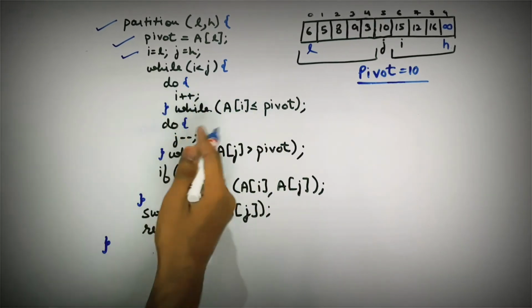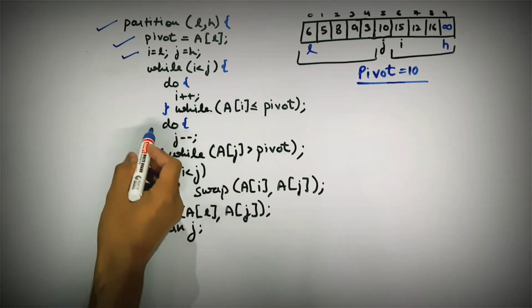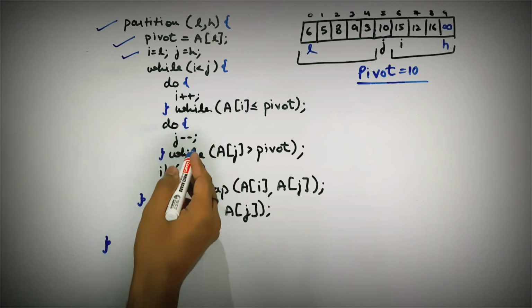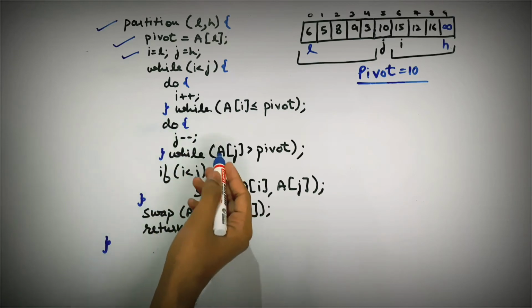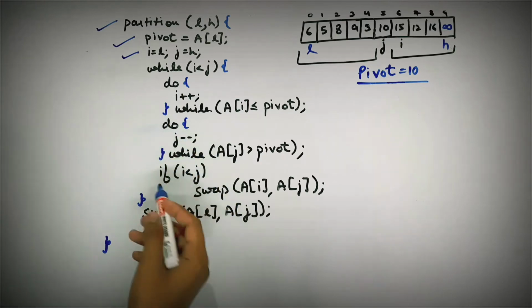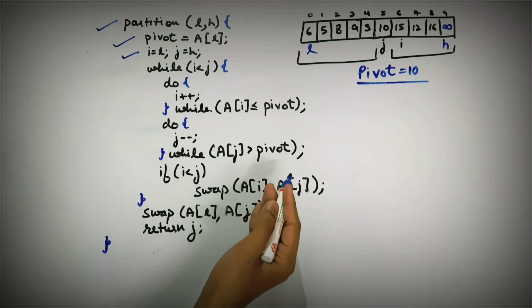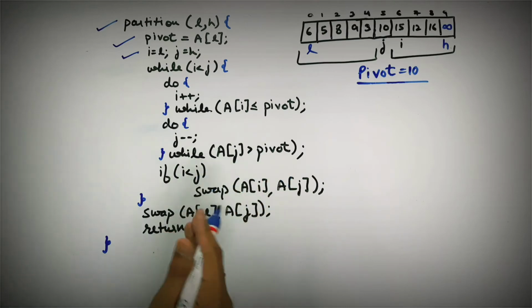Which means that keep on incrementing i and do not stop on the element that is less than the pivot. Now come to this second do command. We know that we decremented j until we found an element smaller than or equal to the pivot. That's why do j minus minus while a of j is greater than pivot. Which means that keep on decrementing j and do not stop on the element that is greater than the pivot.